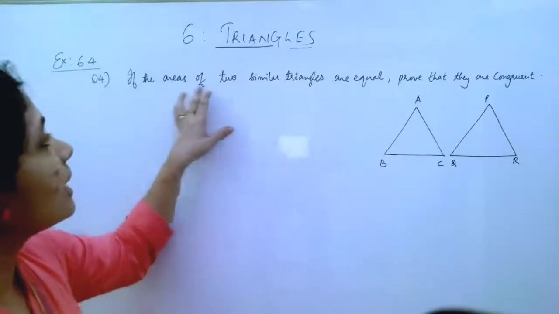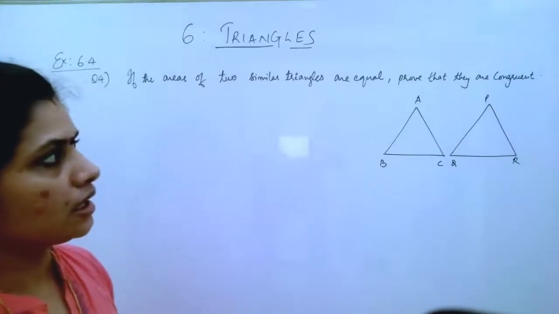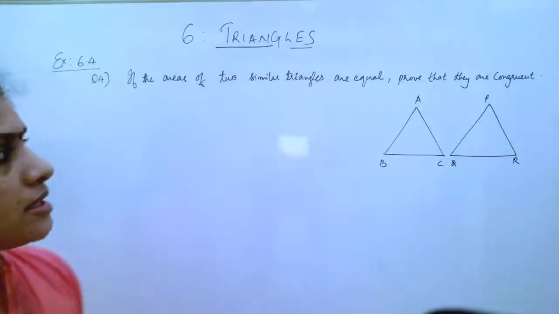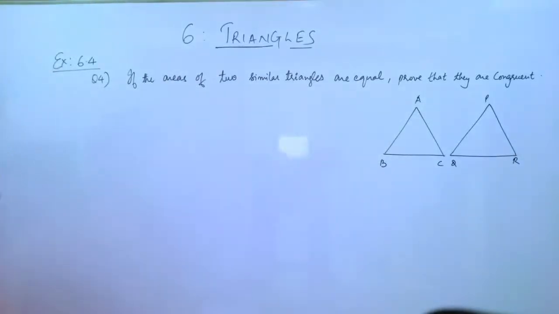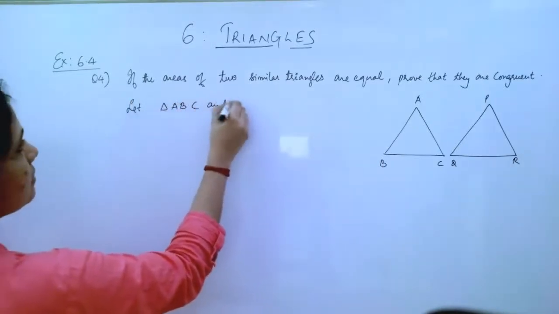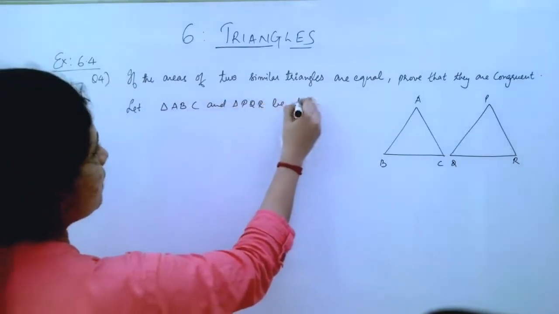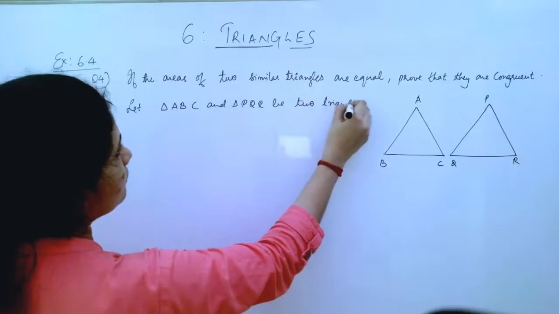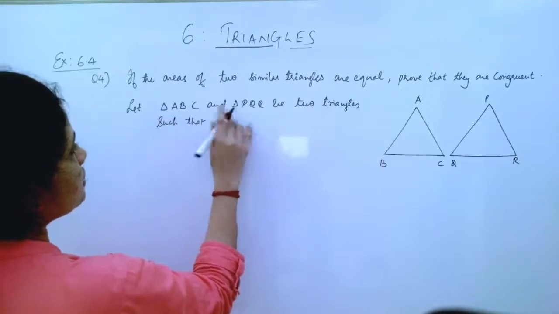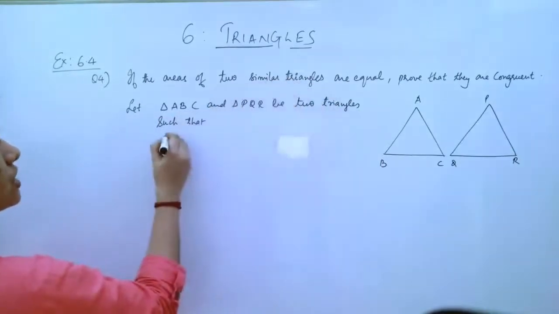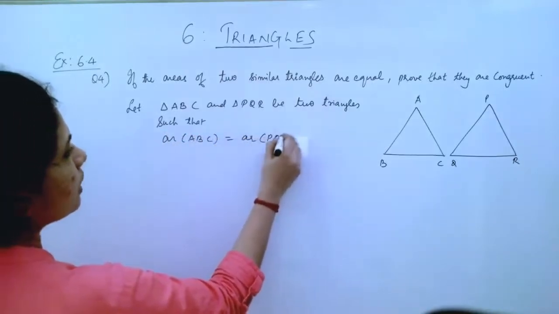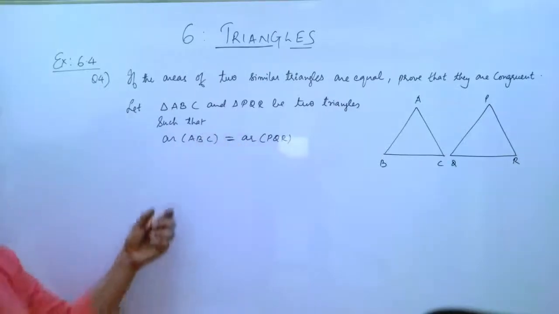Question number 4 is, if the areas of two similar triangles are equal, then prove that they are congruent. So we have taken two triangles ABC and PQR such that their areas are equal. Okay, so let triangle ABC and PQR be two triangles such that their areas are equal. So such that area of ABC is equal to area of PQR. This is given in your question. Okay, so that we have taken.